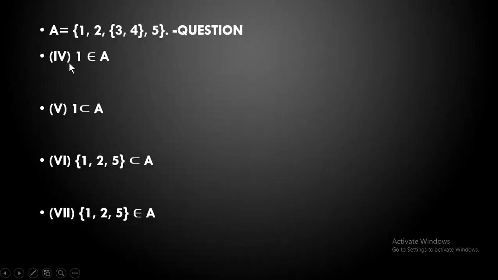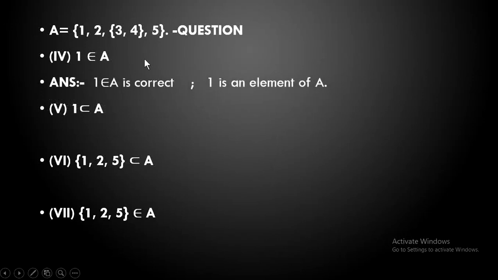Now next fourth bit says 1 belongs to A. Now this is a correct statement because 1 is an independent element, and if that 1 is written without any kind of curly brackets, then it means 1 belongs to A, because an element can be written like this with belongs to sign. Now here element 1 belongs to set A. It is correct. Next one, it says that 1 is a subset of A. Now this is a wrong statement because 1 can belong to A. 1 cannot be a subset of A.